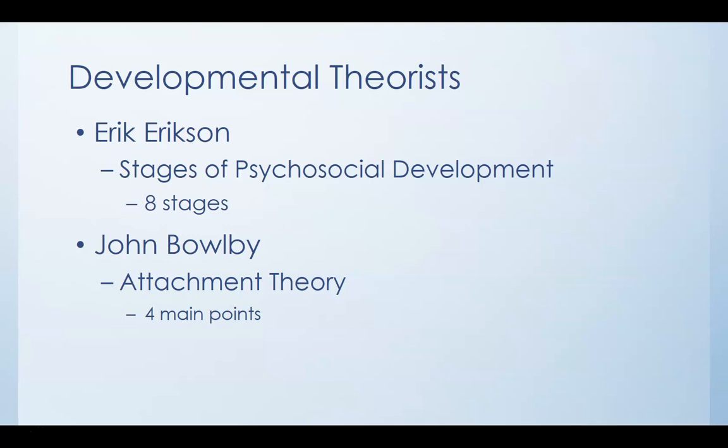Stage 2, titled Autonomy versus Shame and Doubt, spans throughout early childhood. In this stage, children develop a greater sense of personal control as they develop control over their bodily functions. Stage 3 is called Initiative versus Guilt. This includes the preschool years. Children begin to assert power and control over the world through play and interactions.